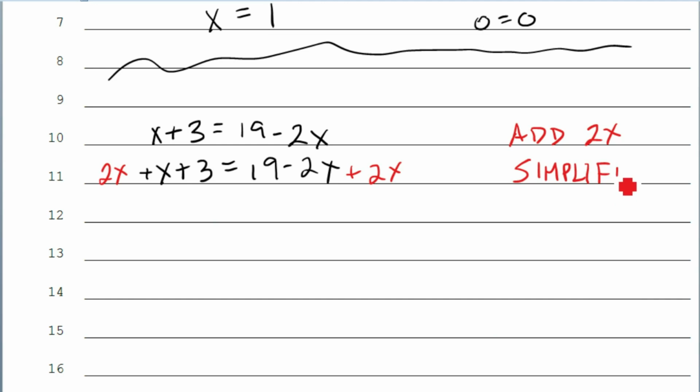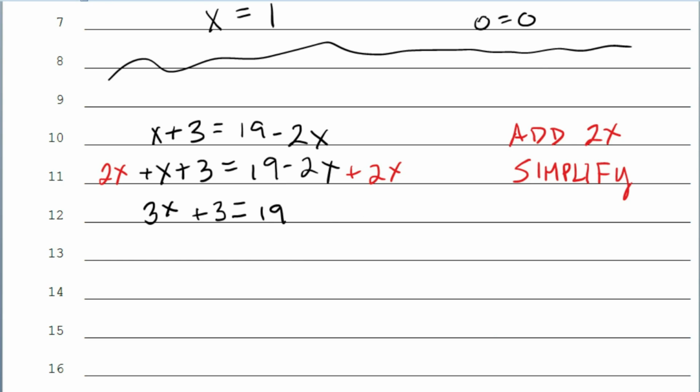meaning put like terms with like terms. 2x plus x is 3x, plus 3, still have that on this side, and 19. And 2x minus 2x is 0, so you're just left with 19 on that side.